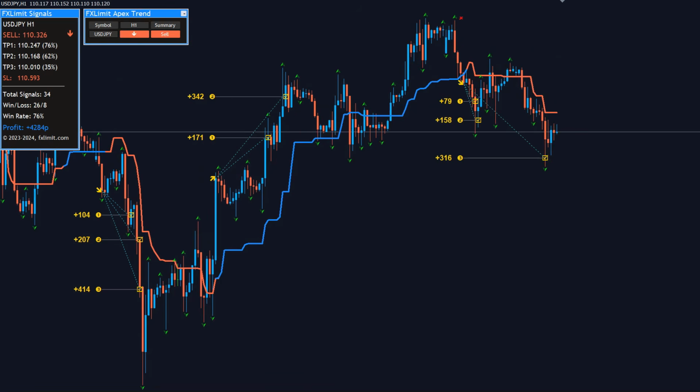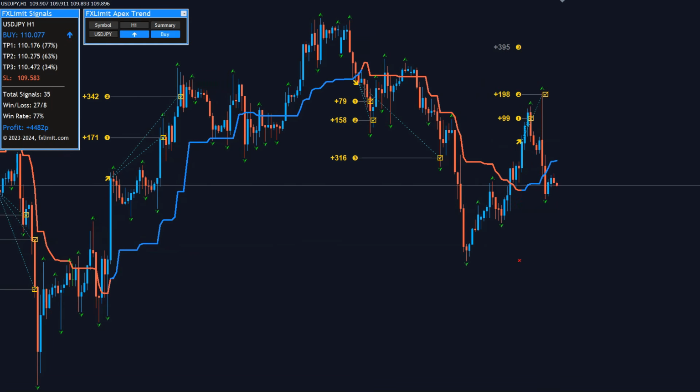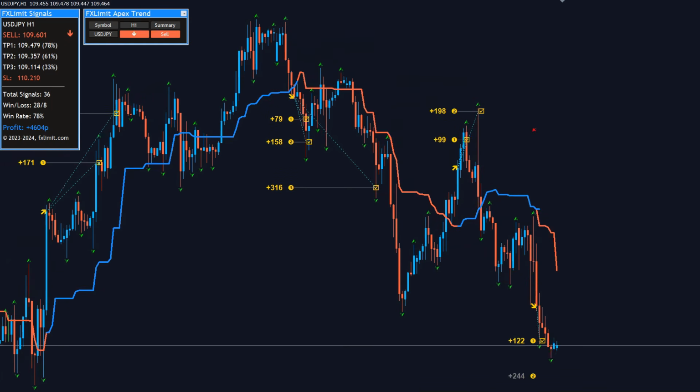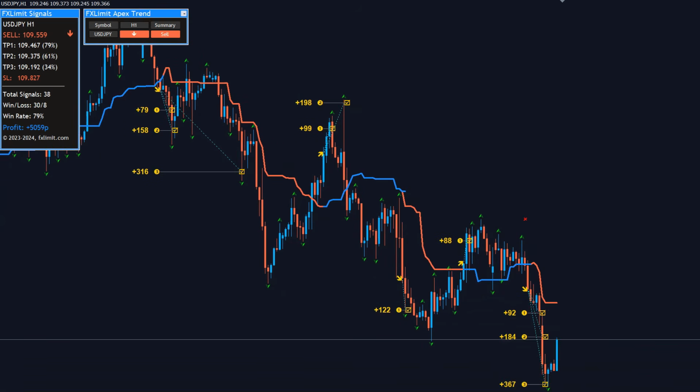Even something as basic as the 50 EMA and 200 EMA can instantly give you a better understanding of market direction. Next is the RSI, also known as the Relative Strength Index.